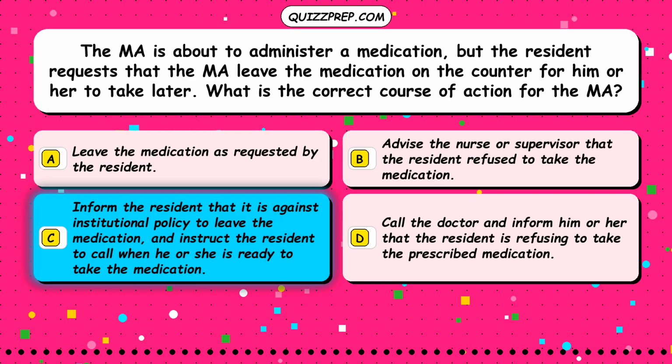Option D, call the doctor and inform him or her that the resident is refusing to take the prescribed medication. The correct answer is option C, inform the resident that it is against institutional policy to leave the medication, and instruct the resident to call when he or she is ready to take the medication.